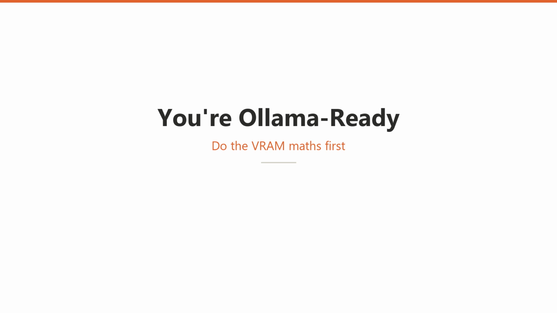Then do the arithmetic before you pull anything. Parameters in billions, times bytes per parameter, plus a gigabyte or 2 of overhead. If it does not fit in VRAM, it does not fail. It silently falls back to system RAM and runs 10 to 20 times slower, and that is the 3 words a second experience that makes people give up on local models entirely.